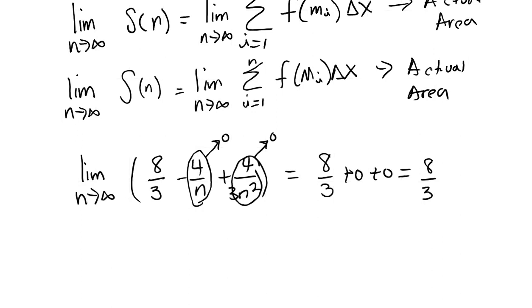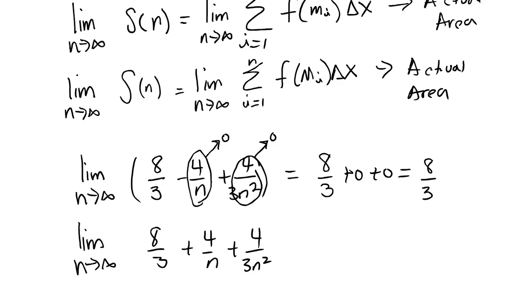Our upper sum was 8/3 plus 4 over n plus 4 over 3n squared. If we allow the number of rectangles to increase to infinity, we find the same thing, that since n is going to infinity, this fraction goes to 0, and so does this fraction. So we end up getting 8/3 whether we use the upper or the lower sum. And 8/3 is the actual area under the curve.